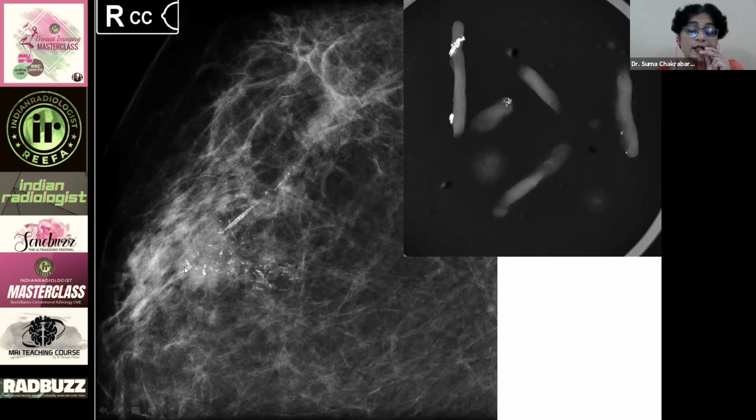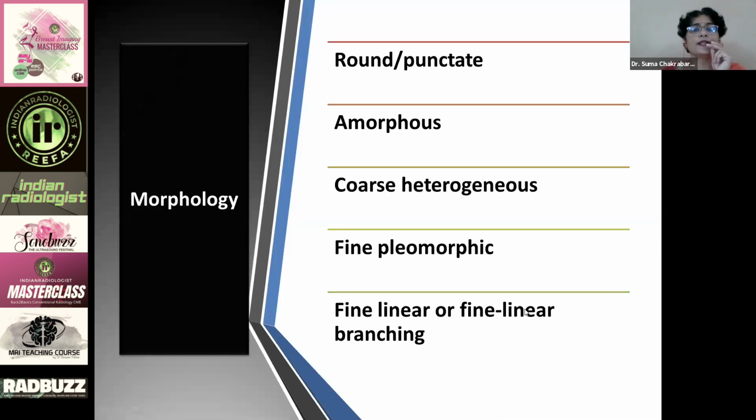Although on CC it looks like it's overlapping, I put this image because it shows a segmental pattern better. On the lateral, the calcification was just at the outer edge of the mass and beyond it. So you can always take X-rays of the samples that you get on ultrasound if you want to confirm that you've got the calcification within. So that's distribution. Let's move on to morphology.